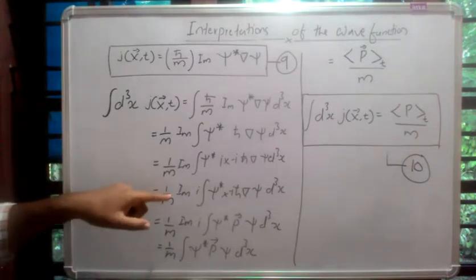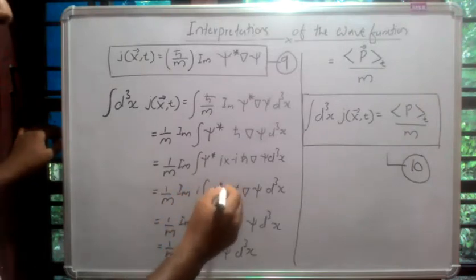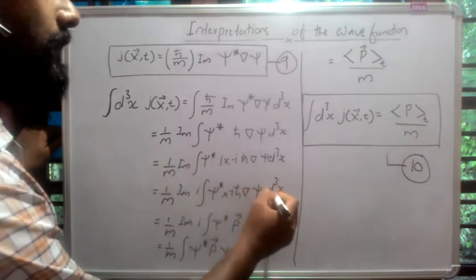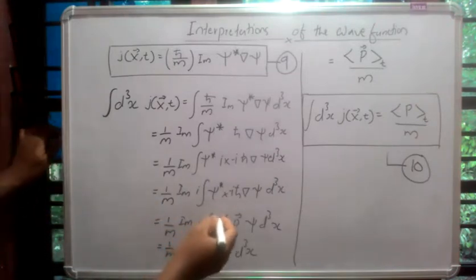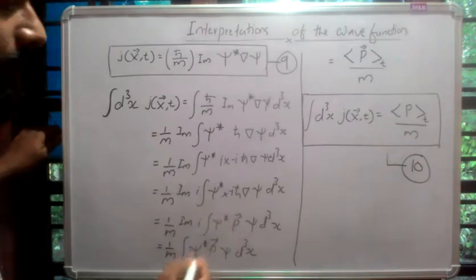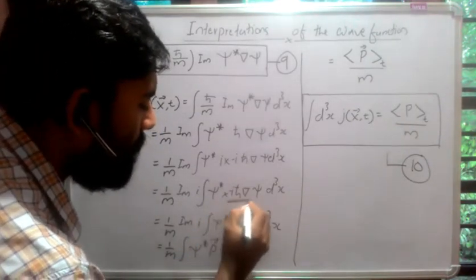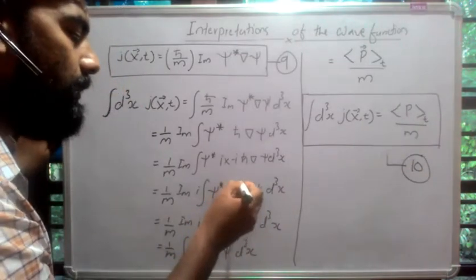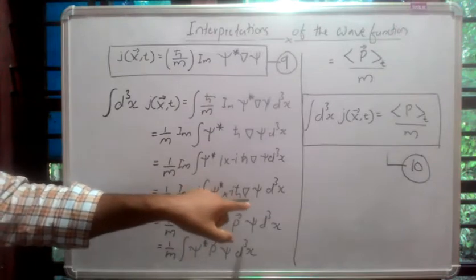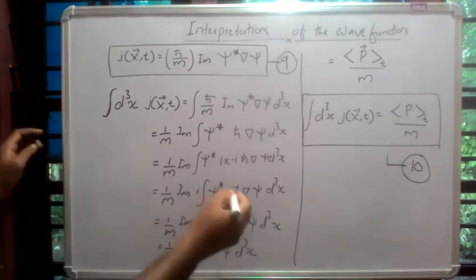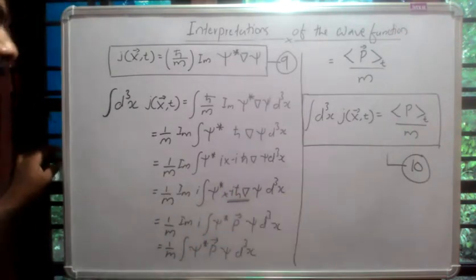So that is equal to 1 over m imaginary part of, we are taking this i outside, i integral psi star minus i h cross del psi d cube x. Okay, and that is equal to 1 over m imaginary part of i into i integral psi star, we know this is the momentum operator in position space, minus i h cross del. Actually we have learned this relation in the first chapter. So this minus i h cross del is the momentum operator p, psi d cube x.